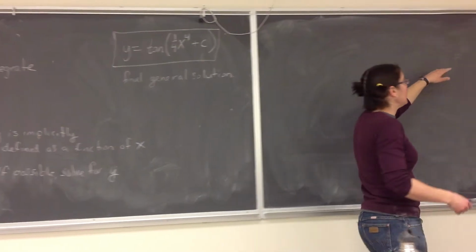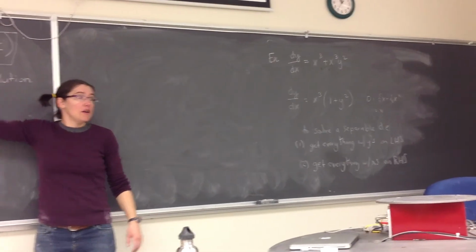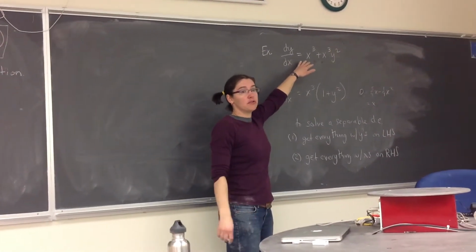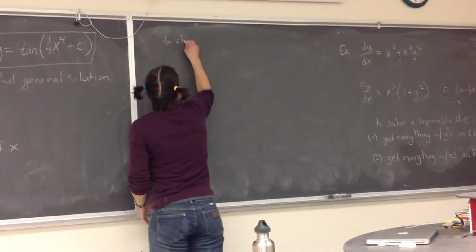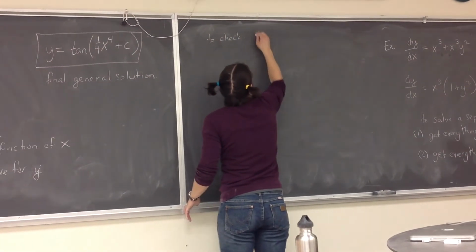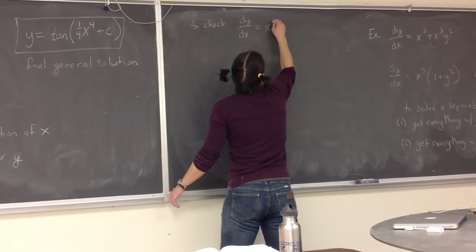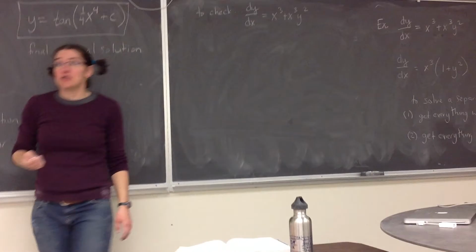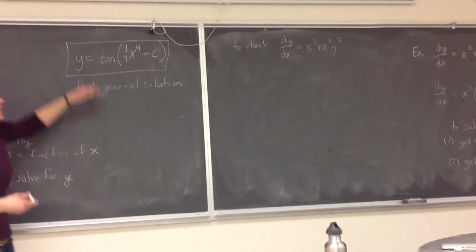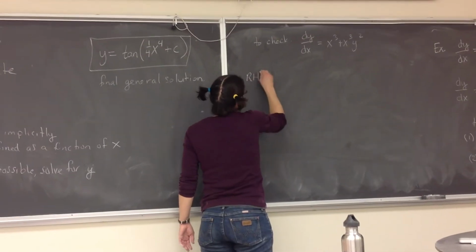Here's my final answer. What I need to do is see if our choice for y actually makes this equation true. So let's go ahead and look at the right-hand side first. So to check, we want to check to see if dy over dx equals x cubed plus x cubed y squared. We want to see if that equation is satisfied by our solution.